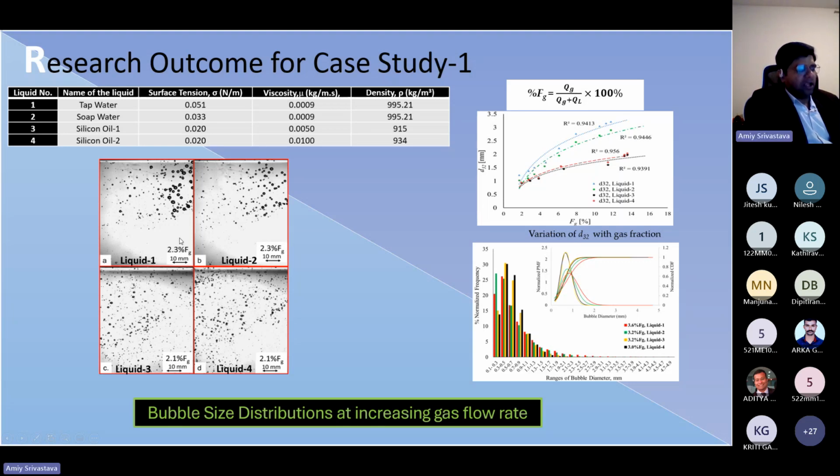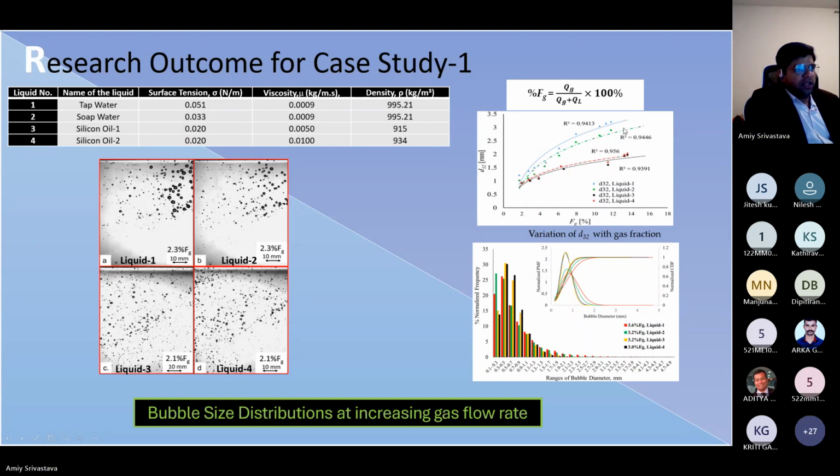People may ask how I captured the mean bubble diameter. For that, another paper was published, and if anybody is interested, I can forward the details of that paper as well. And then this is the formula of Fg. This is basically the gas fraction: Qg divided by Qg plus QL, times 100%. So when Fg is changing, how is D32 changing?